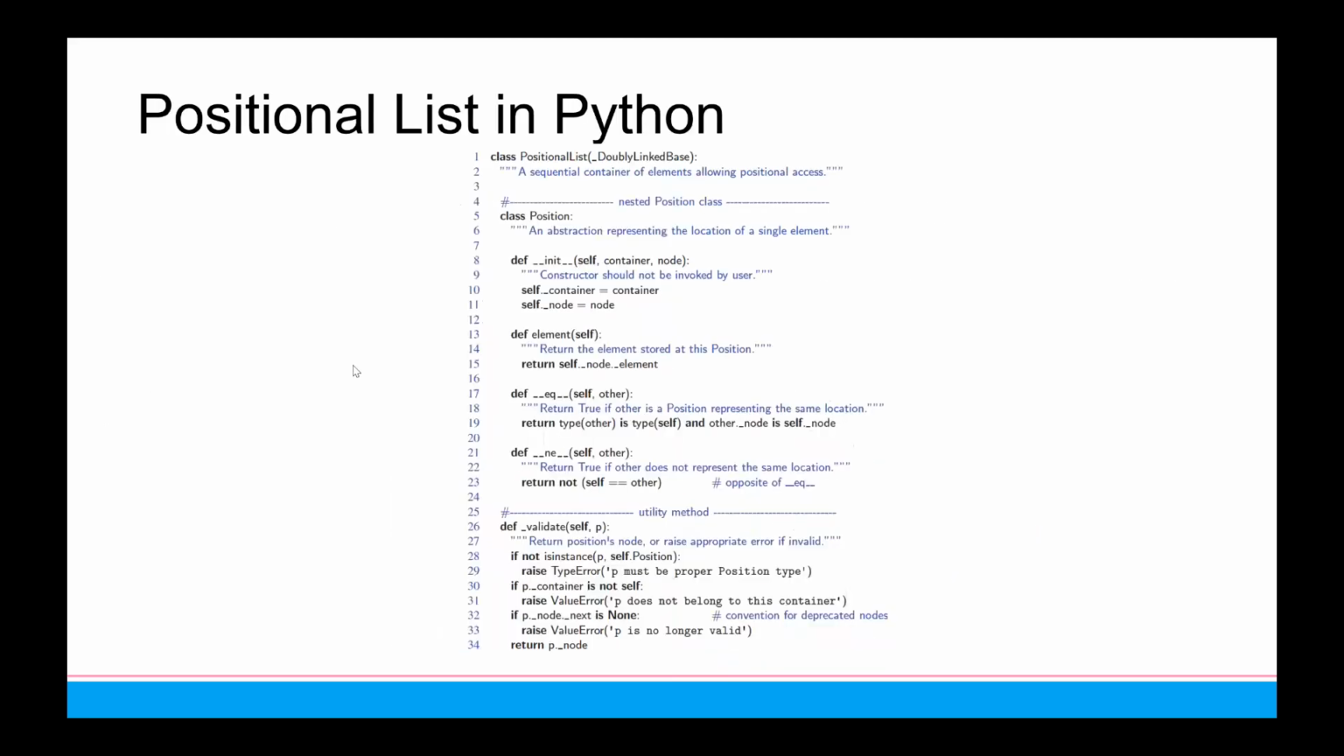So this is the positional list in Python. We create the class, and this positional list was based on the doubly linked list. So you can see this one is the inheritance. We already created the doubly linked list class, so we can inherit all the things from the doubly linked list. And the position, it is the initial or the constructor.